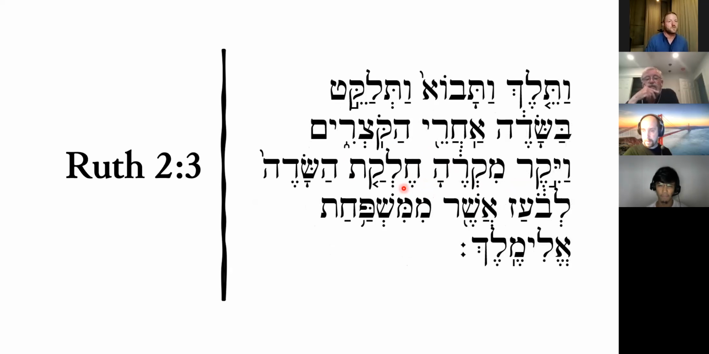All right, shall we move on? Who wants to read the next one? Ruth 2:3. Vatelech, vatabo, that's a V sound for sure. Tavo. Vate laket, yep, that's the PL form. Tilaket, like tedaber. Basade, ahare, kutz, ream. That's like the reapers, the harvesters.